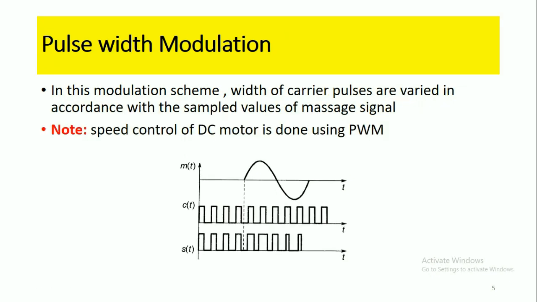And next one is pulse width modulation. In this modulation scheme, the width of the carrier pulses is varied in accordance with the sampled values of the message signal. Here m(t) is the message signal, c(t) is the high frequency carrier, and s(t) is the output of pulse width modulation. If you see here, these are the pulses. According to the message signal, the pulse widths will be varied. This is about pulse width modulation. Generally, pulse width modulation is used for controlling the speed of a DC motor.